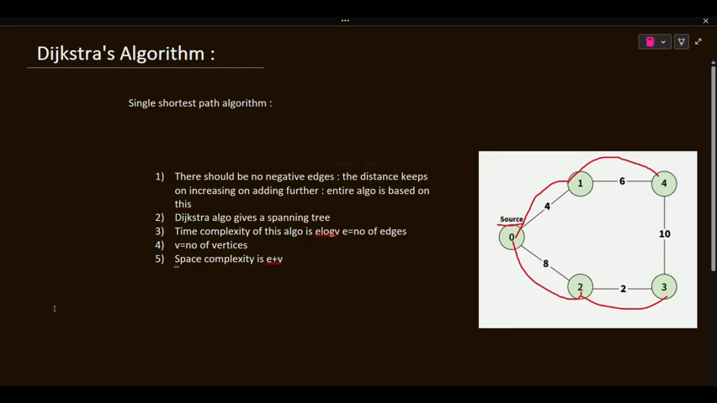Now, implementation of Dijkstra algorithm is mainly done by using a visited array, which keeps track of every node whether it is visited or not, and a priority queue.